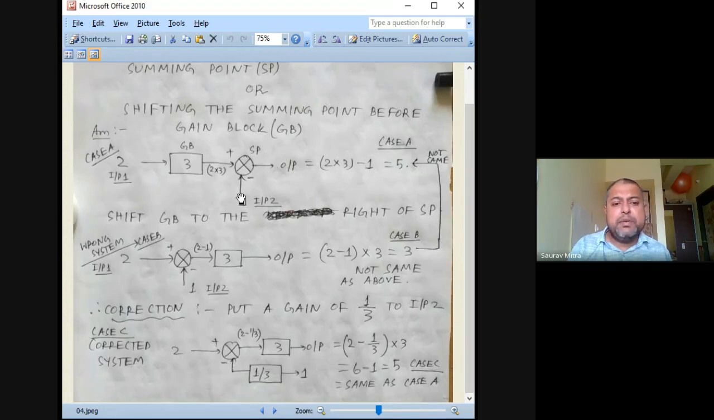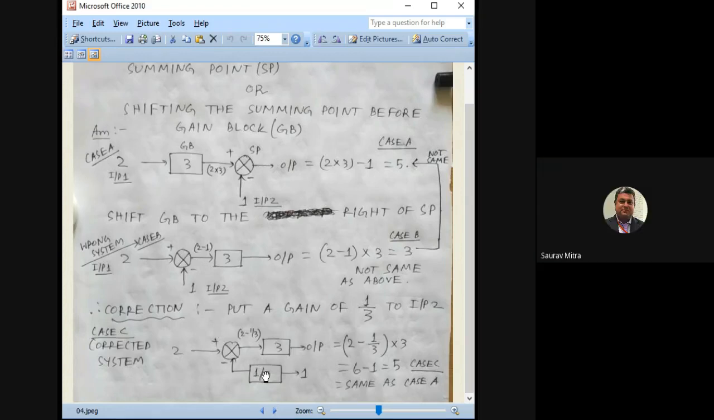In this case, the feedback will remain the same. It was negative feedback, previously also it was negative feedback. So it will be 2 minus 1 by 3, multiplied with 3 common. So this will be 6 minus 1, that will be equal to 5. So case C and case 1, they are the same. So case 2 or case B is just an intermediate step that I have shown to show you what mistake actually happens if we are not connecting this 1 by 3 block in between.